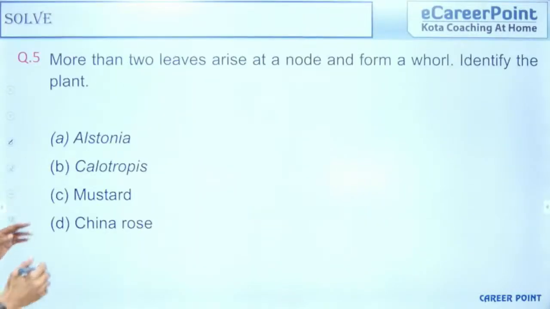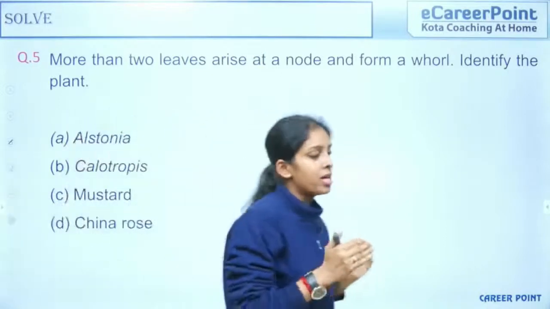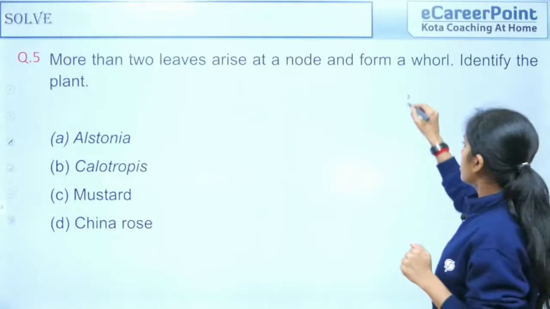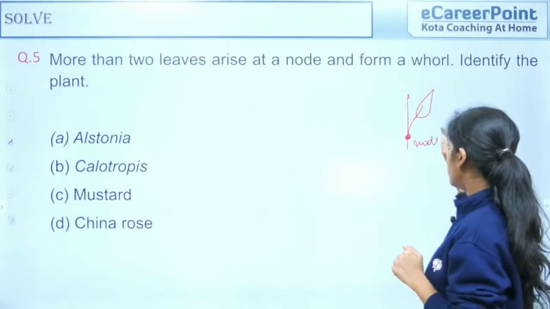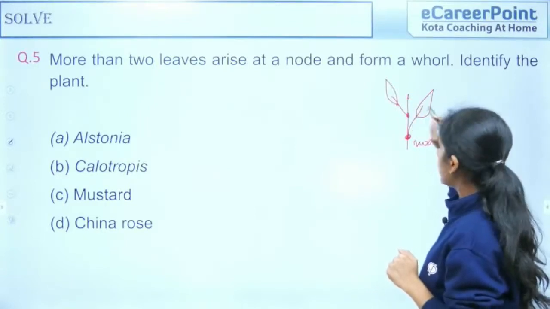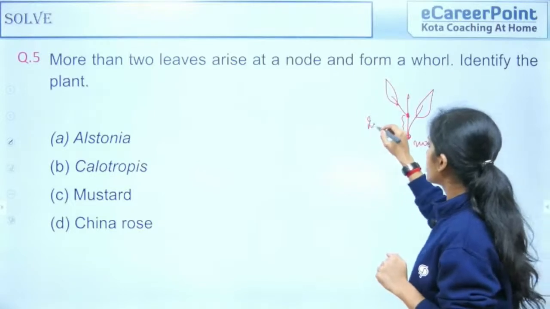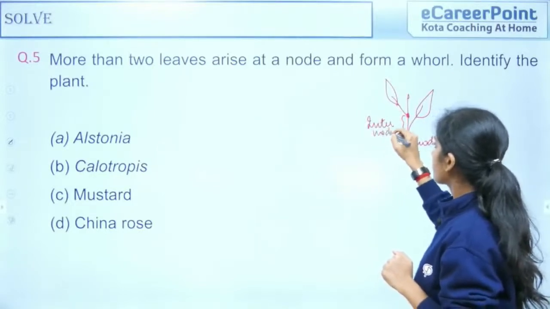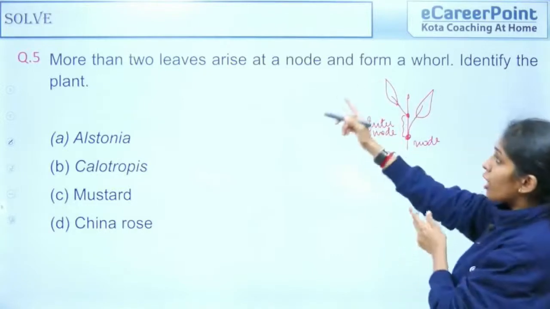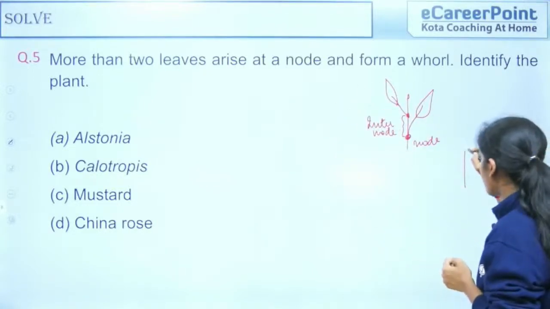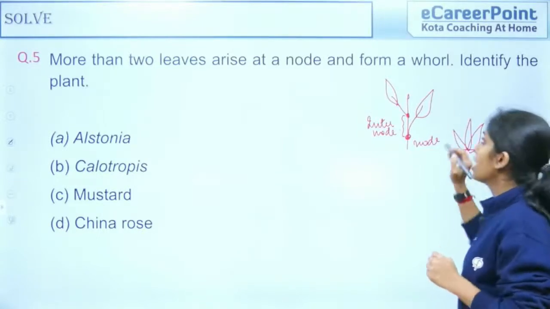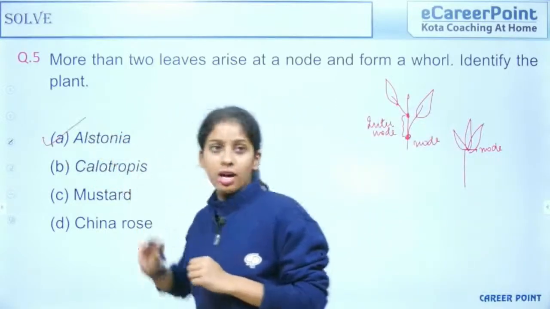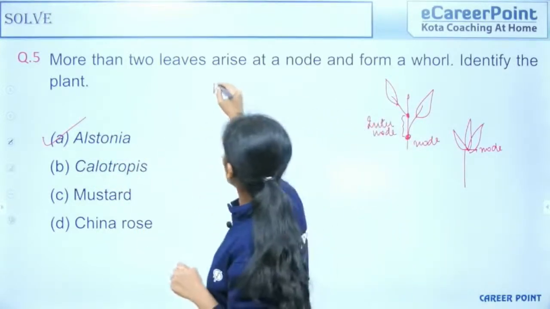Alright, so next question 5. More than 2 leaves arise at a node and form a whorl. Identify the plant. So what is a node? If this is my stem, this is my node, right? So this is another node. The distance between 2 nodes is my internode, right? So if more than 2 leaves arise at the node, suppose if this is my node and here I have more than 2 leaves arising, so this is in Alstonia. The type of phyllotaxy here is whorled phyllotaxy.